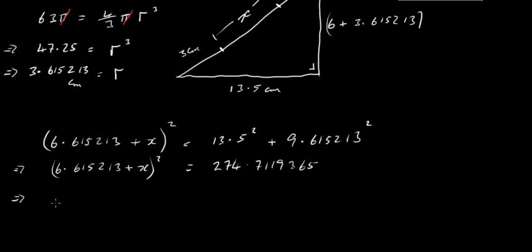Okay, so what I'm going to do now is get the square root of both sides. So in other words, 6.615213 plus x. So I'm square rooting this side here, and I'm going to square root this side here. That gives me 16.574436 and so on. Okay, last step then. We've got to work out what x is, our rod length. So I've got to subtract 6.615213 from both sides.